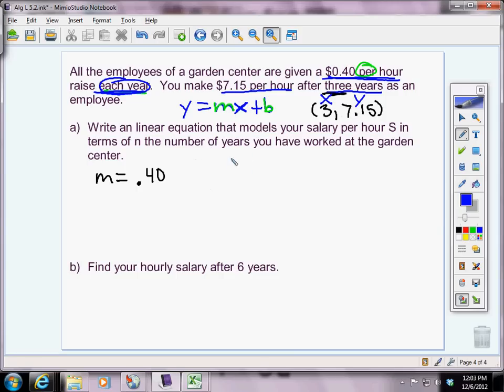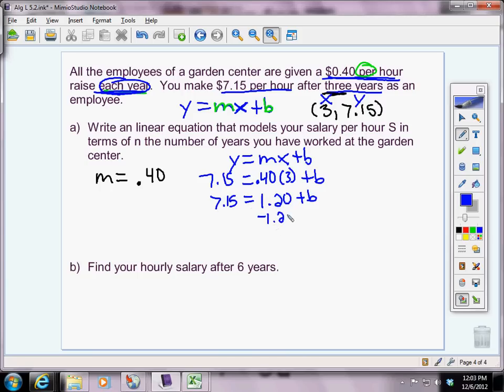Now using our slope-intercept form, plug in what you know. I know m is going to be 40 cents. I know x is going to be 3. I know that my y is $7.50, and now I can solve for b. 40 cents after 3 years is $1.20. And then we can just subtract that from each side. Sorry, decimal point goes there. And if you go $7.50 minus $1.20, you get $6.30. That's b. That's your initial value.